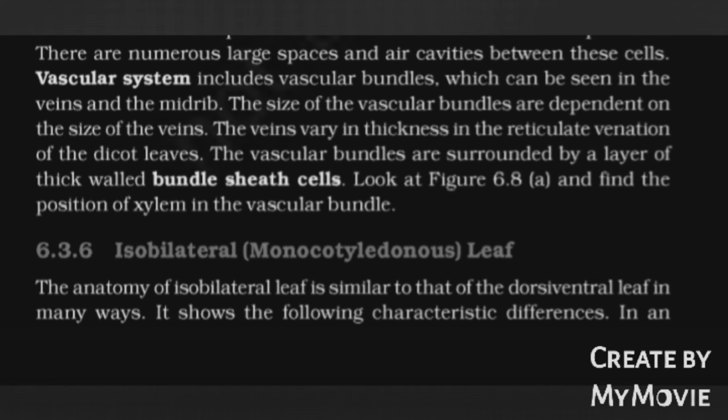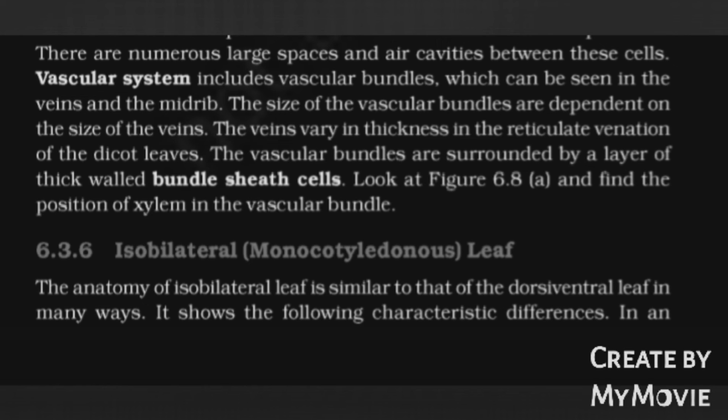Vascular system includes vascular bundles which can be seen in the veins and the midrib. The size of the vascular bundles is dependent on the size of the veins. The veins vary in thickness in the reticulate venation of the dicot leaves. The vascular bundles are surrounded by a layer of thick-walled bundle sheath cells. Look at figure 6.8a and find the position of the xylem in the vascular bundle.